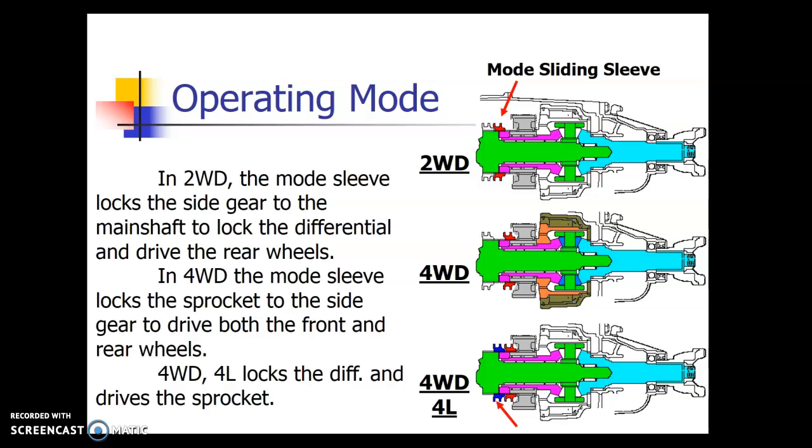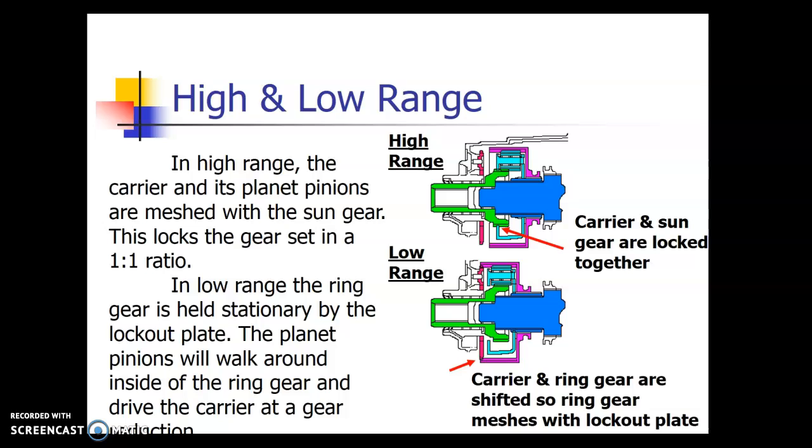So again, basically we move a sliding sleeve, much like in the manual transmission, and this is going to give us two-wheel drive, four-wheel drive, or four-wheel drive low. Again, this locking sleeve is going to lock part of that planetary gear set. And this is where the high and low comes in.